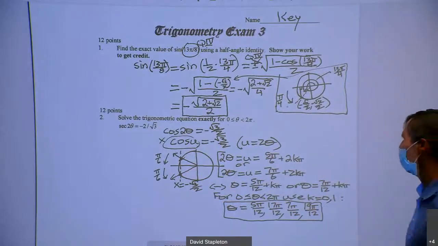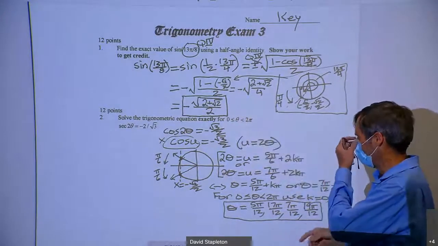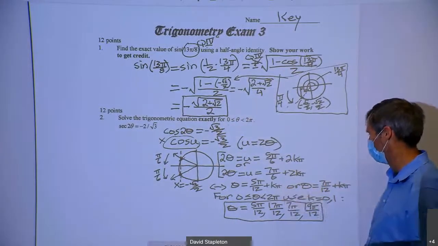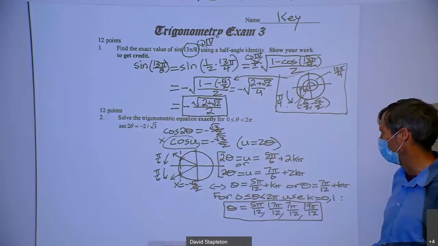So those are all the solutions theta, except we said we only want theta within one rotation. So now we have to go back and say these aren't all within one rotation. Let's throw out the extras. So for theta between 0 and 2 pi, we just plug in different values of k.